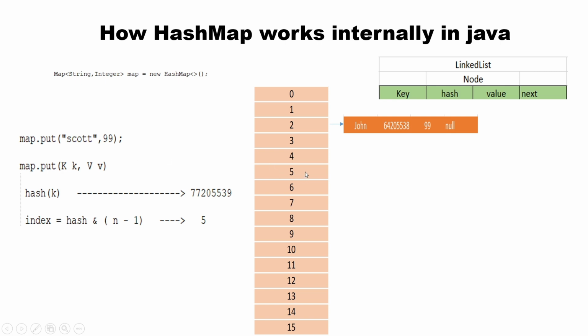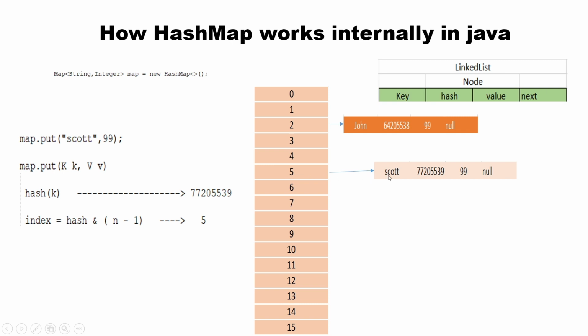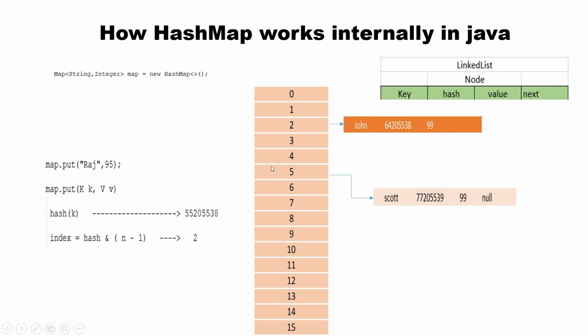In this bucket, a new node is created at the fifth index. The key is Scott, the value is 99, and the hash value generated is 77205539. Again, this is the first node and it's not pointing to any other node, so the next pointer value is stored as null. Let's try to add one more object to this HashMap.